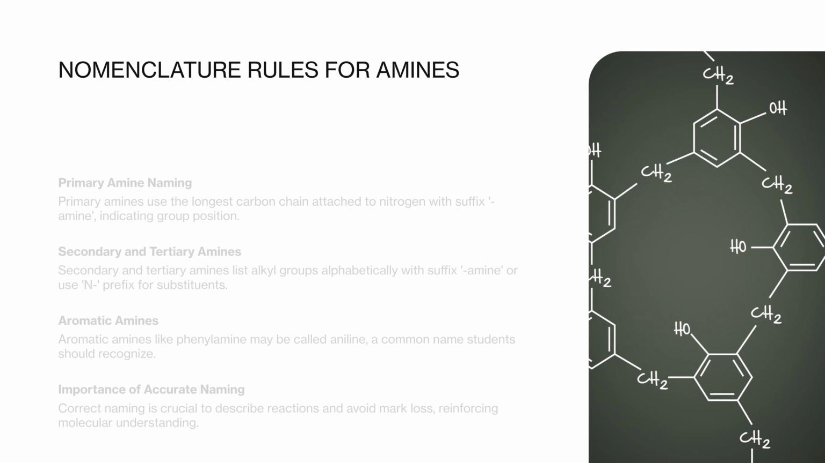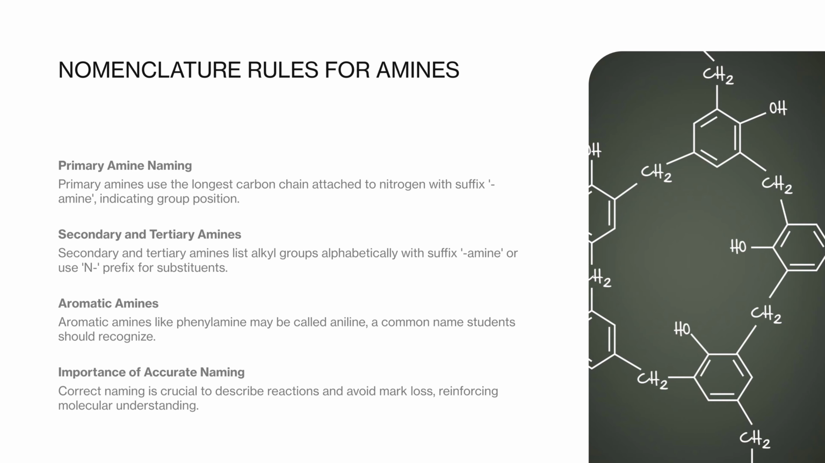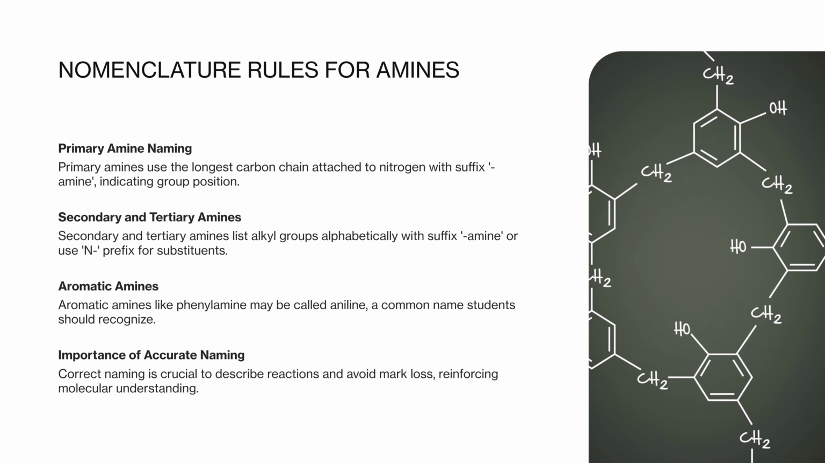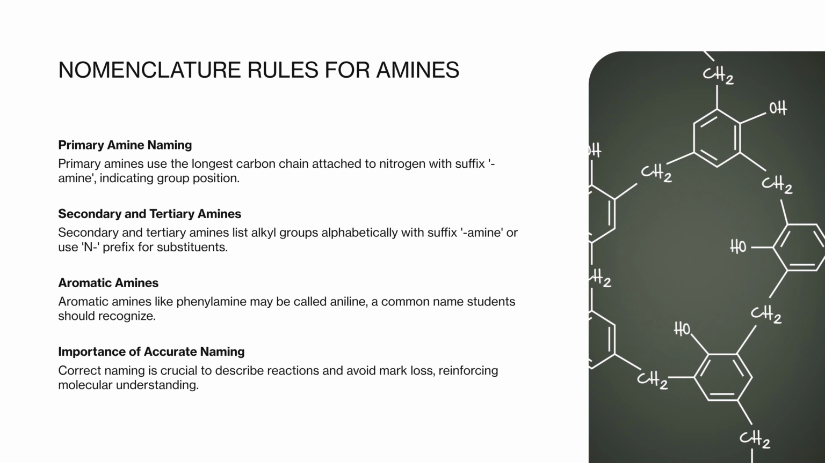For primary amines, the longest carbon chain attached to the nitrogen is identified, and the suffix amine is used, such as ethanamine or propan-1-amine. The position of the amine group must be indicated where necessary. Secondary and tertiary amines are named by listing the alkyl groups attached to the nitrogen in alphabetical order, followed by the suffix amine. Alternatively, the longest chain can be named as the parent, with the other groups indicated using the prefix N-. For example, N-ethylethanamine shows that an ethyl group is attached to the nitrogen. Aromatic amines, such as phenylamine, may also be referred to by their common name aniline.